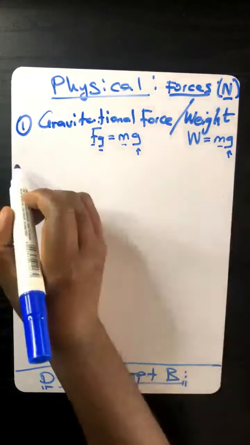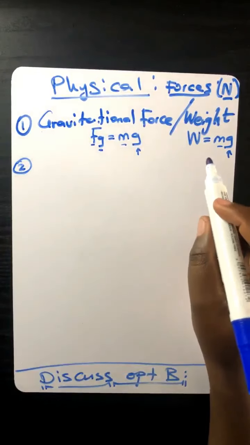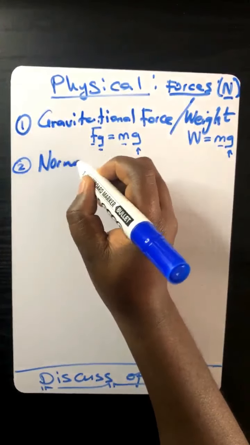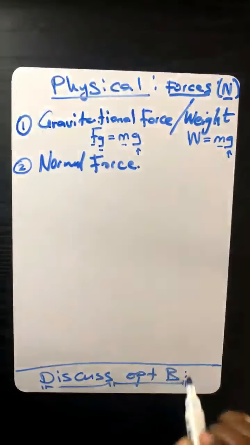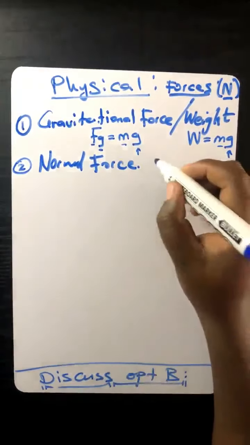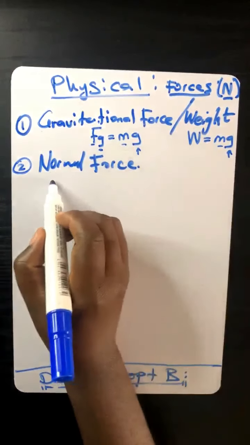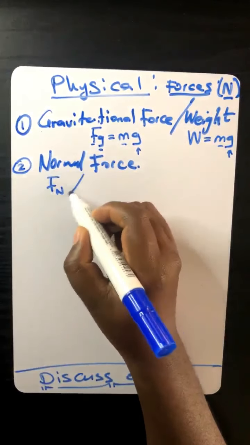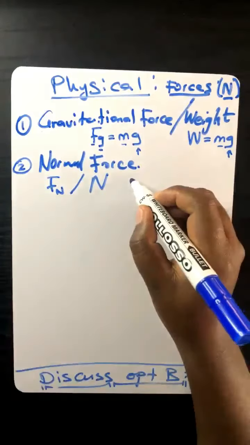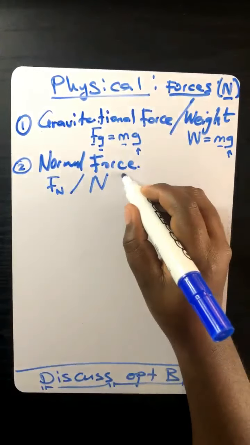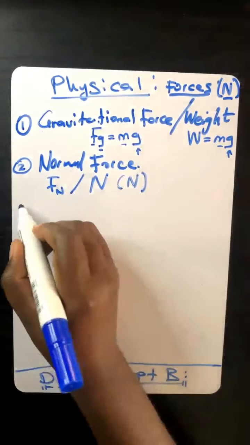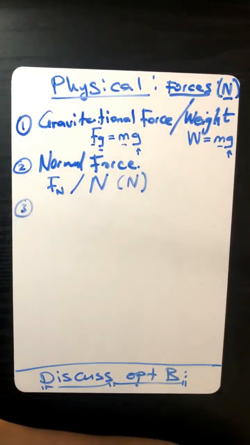gravitational acceleration. So number two, we've got what we call a normal force. Normal force is represented by Fn, which means normal force. Otherwise, you can just say N, capital letter N. Most importantly, both of these are measured in newtons. Why? Because this is a type of force called normal force.